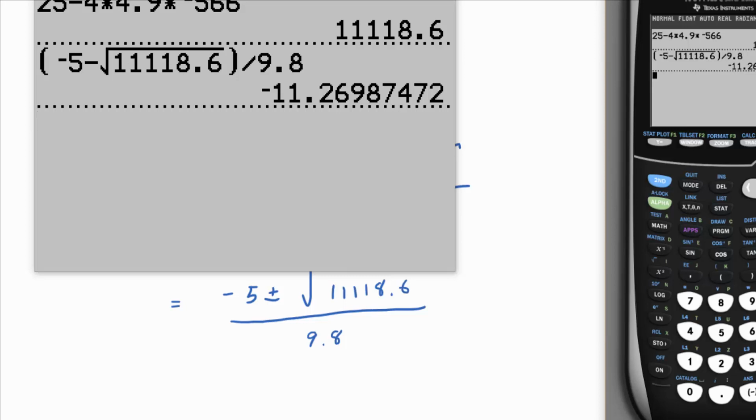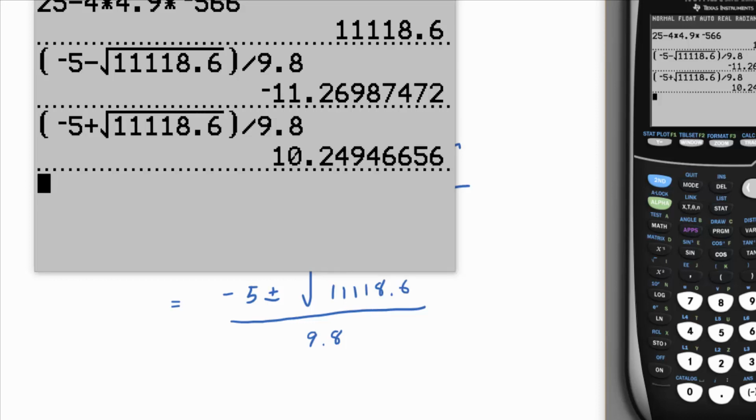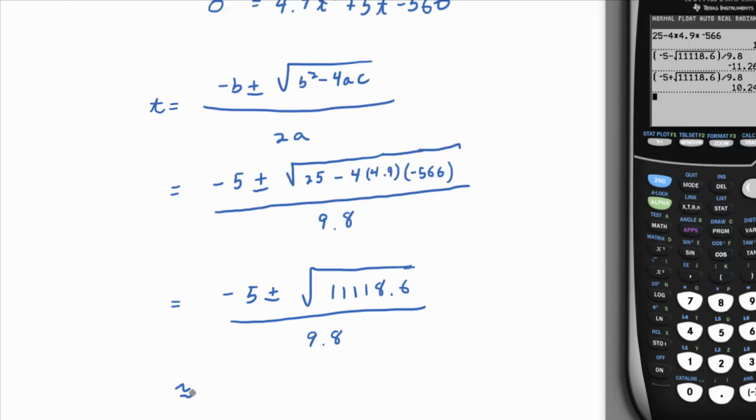But then, okay, I wanted to show you this anyway. Hit second function, enter. You get what you just punched in. You can edit it and change it. Use your arrow key. Go over to that minus and change it to what? Plus. And then you get about 10.2 seconds if you round. And put down the units, 10.2 seconds. So about 10.2 seconds for that thing to hit the ground.